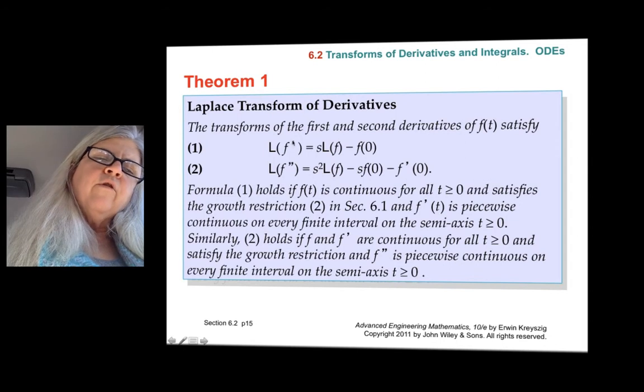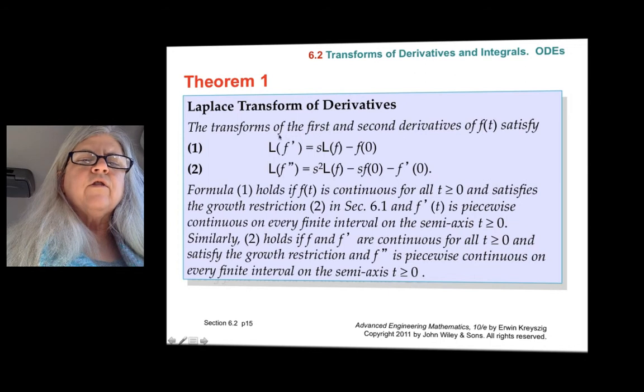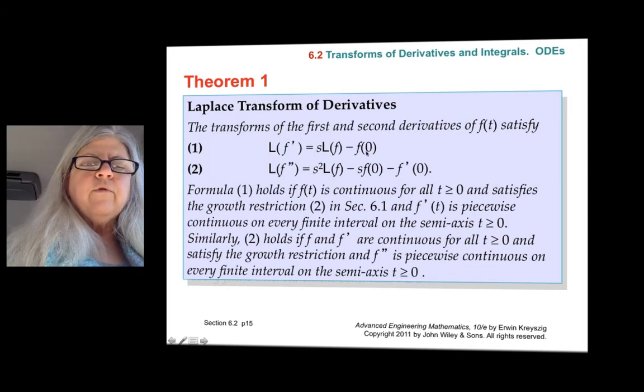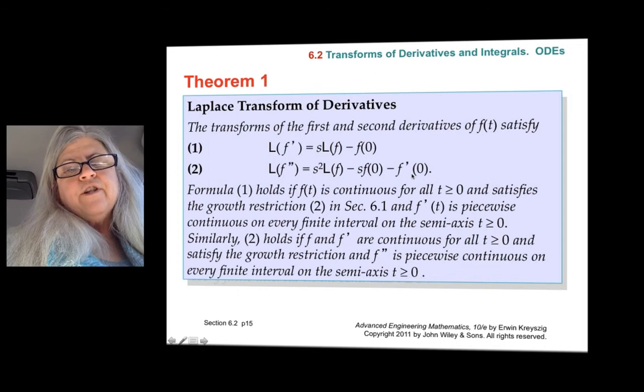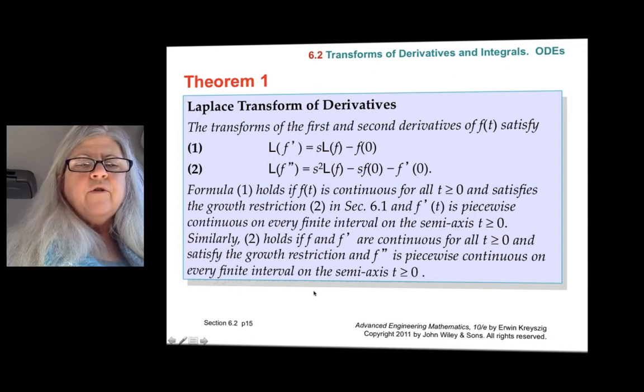Notice that the order of the derivative generates that number of initial conditions. So if we have a first order derivative, we must have one initial condition. If we have a second order derivative, we must have two initial conditions, one on the function at 0 and one on the function's derivative at 0. And so this continues in a pattern.